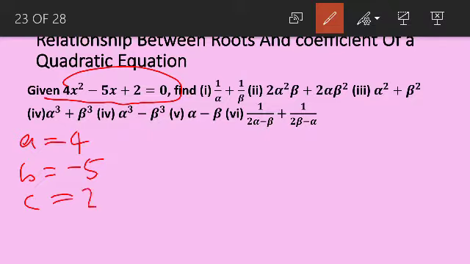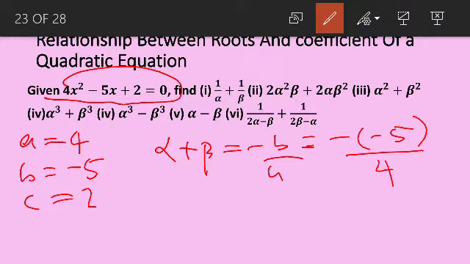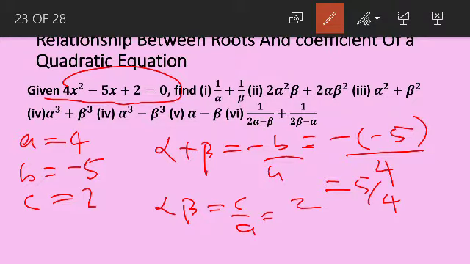So the sum of the roots, alpha plus beta, like we said, is minus b over a. This is going to be minus of minus 5 over 4, so your alpha plus beta is 5 over 4. You can write that down somewhere. Then your alpha beta is equal to c over a. Your c is 2, your a is 4, so that's going to give us 1 over 2. You can also write that down somewhere. Alpha beta is 1 over 2.